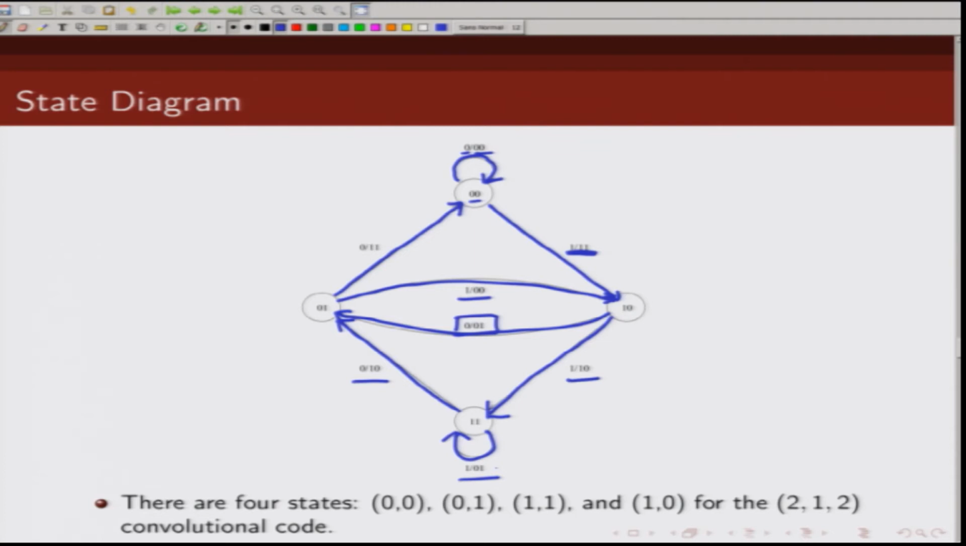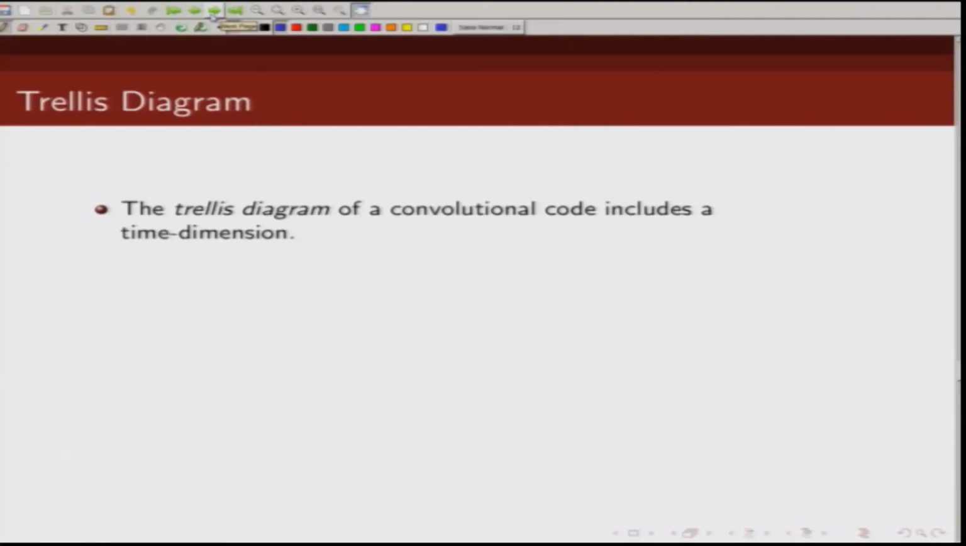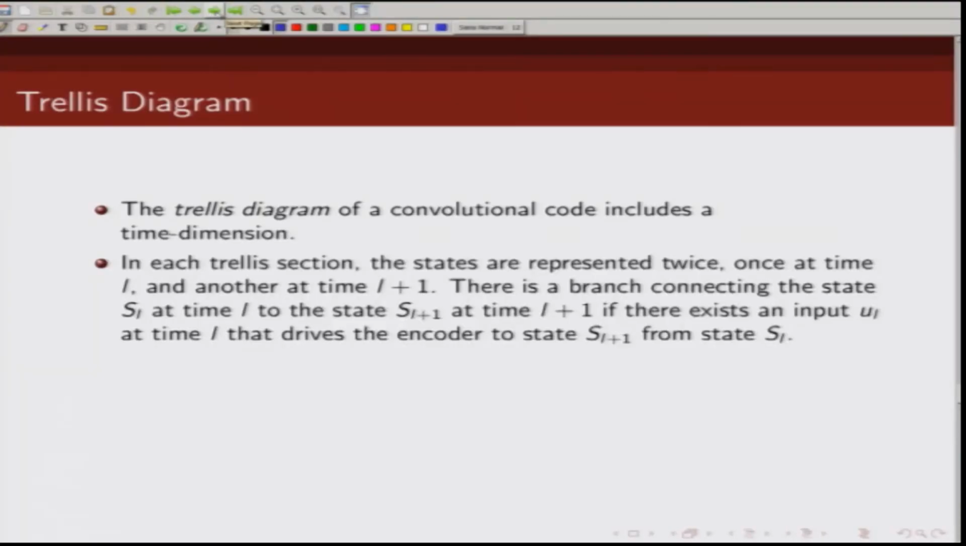So, note that here I have graphically represented all possible state transitions corresponding to the convolutional encoder that we have considered, and this is my state diagram. Okay. So, next let us talk about trellis diagram. In a trellis diagram we include another dimension which is the time dimension, and how do we show that time dimension? So, let us first talk about what is a trellis section.